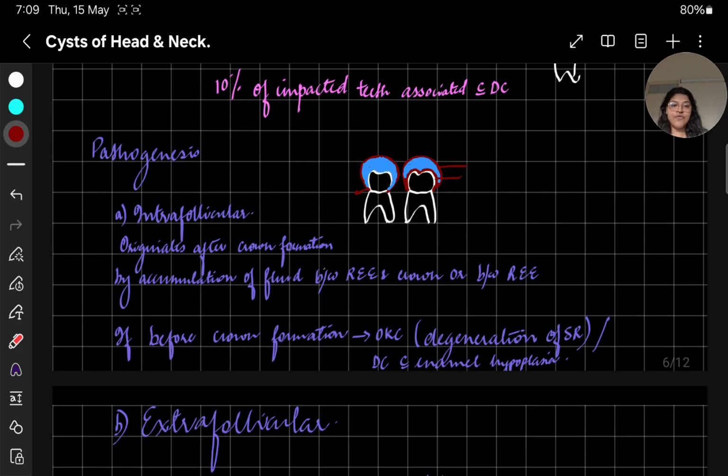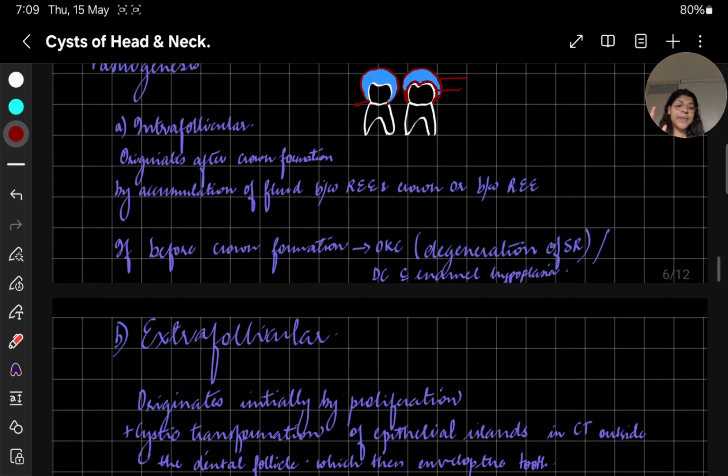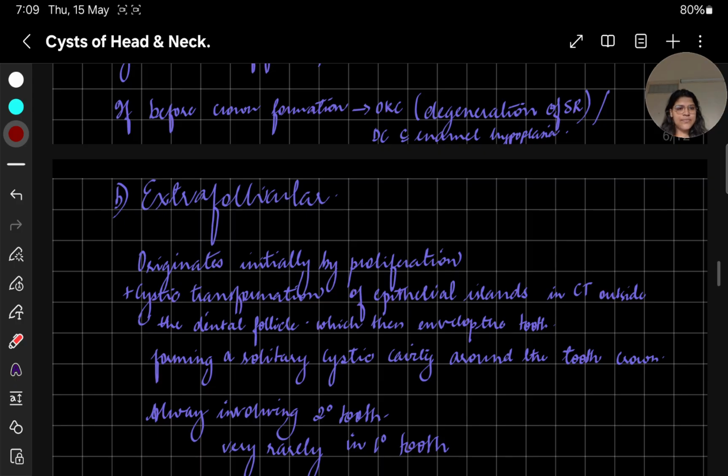If it's before crown formation, then it could lead to OKC, or it could be dentigerous cyst with enamel hypoplasia. So if it's before crown formation, we are talking about intrafollicular. Now we come to extrafollicular. Okay, understood, right?